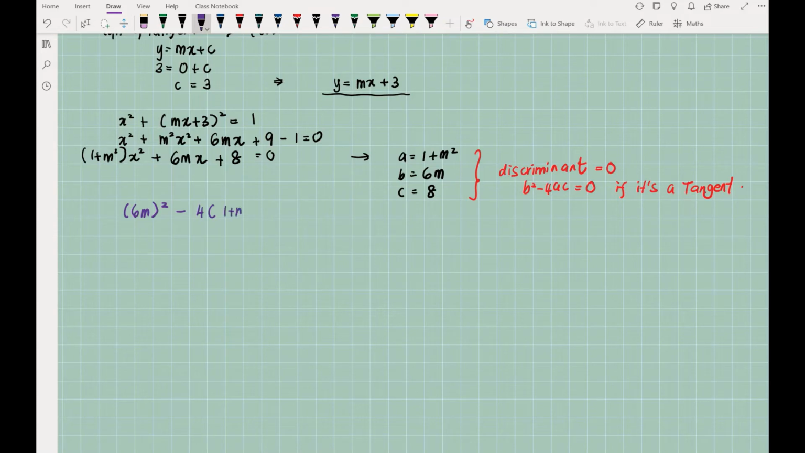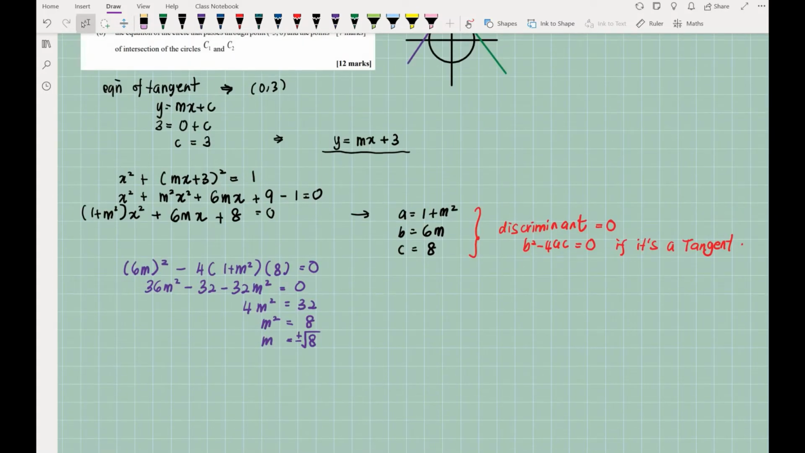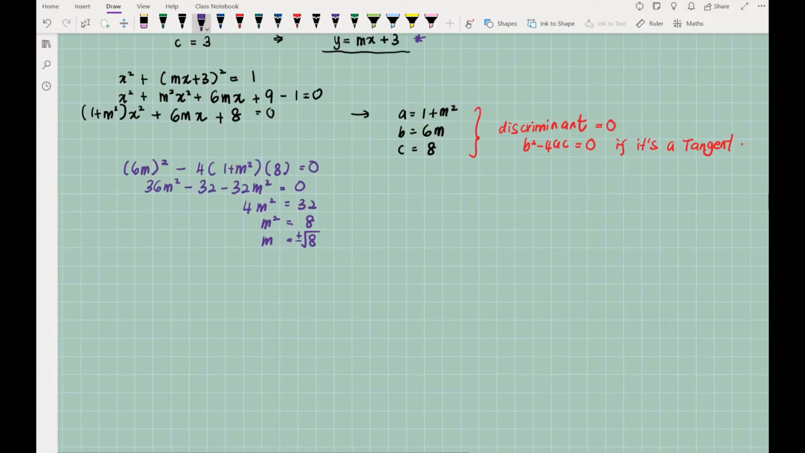Okay, so from there what we can do here adalah I'm going to just substitute that into discriminant formula, yang mana I know that I'm going to have 6m squared minus 4 times a, which is 1 plus m squared, times c itu 8, and that should be equal to 0. So I have 36m squared minus 32 minus 32m squared, that is equal to 0. So solving that, I'm going to have 4m squared is equal to 32, m squared is equal to 8. So m adalah bersamaan dengan square root of 8. Don't forget kita akan ada plus atau minus.